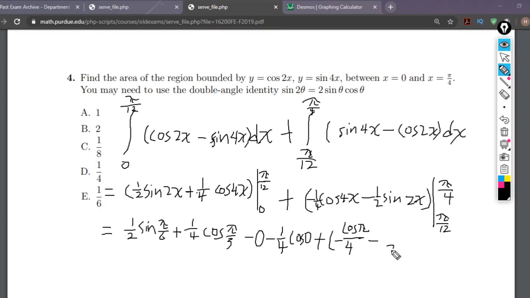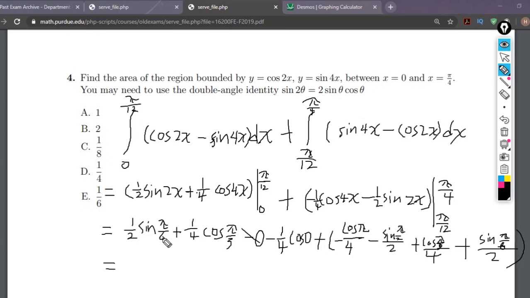minus 1/2 times the sine of pi over 2. And all of this minus the negative, so it'll be plus a fourth of cosine pi over 3, and that plus again 1/2 of sine pi over 6. And since it's the plus in front, the parenthesis doesn't really matter here. And so we can get a few things out of the way. The 0 can go.